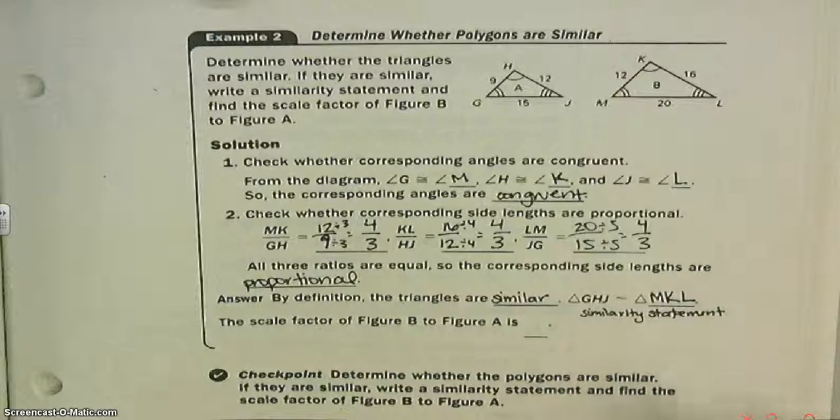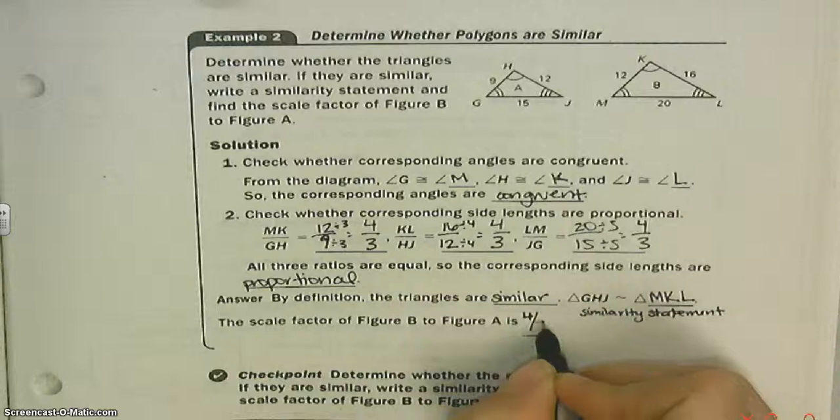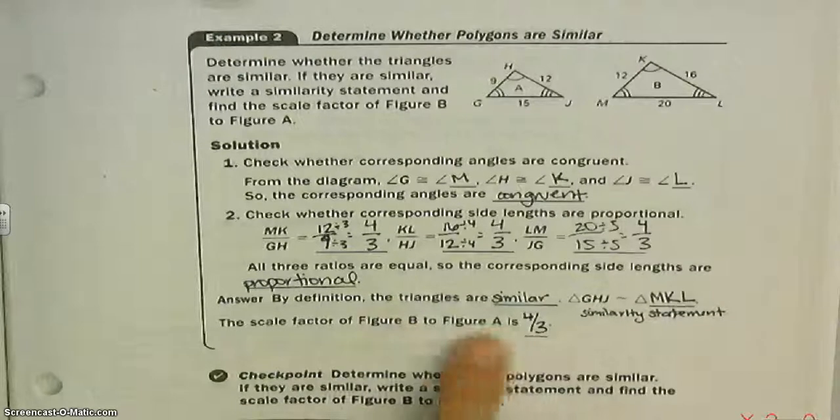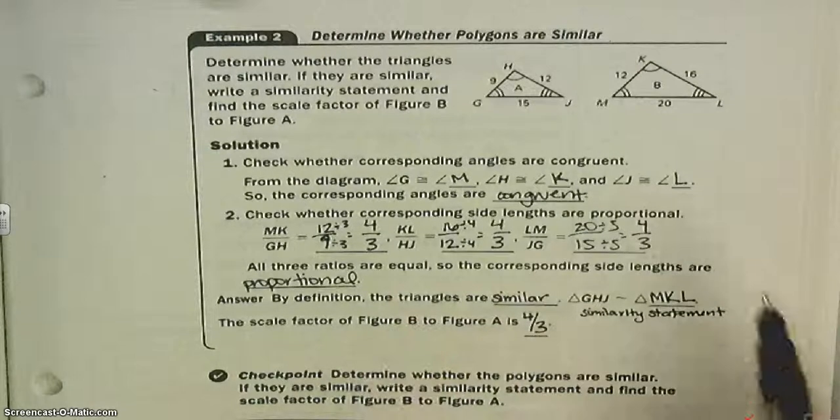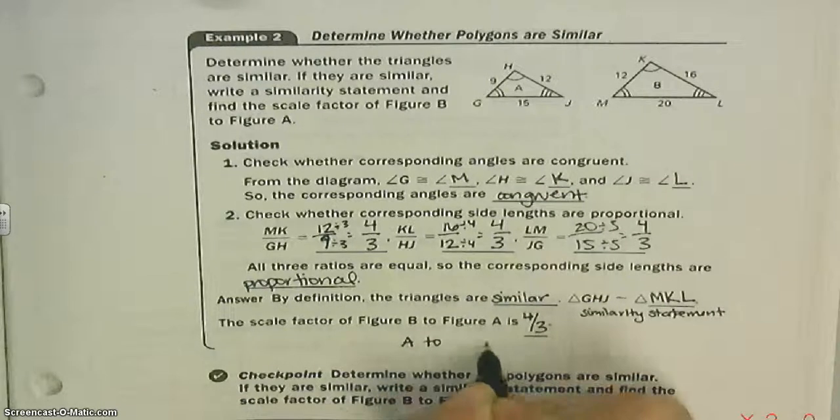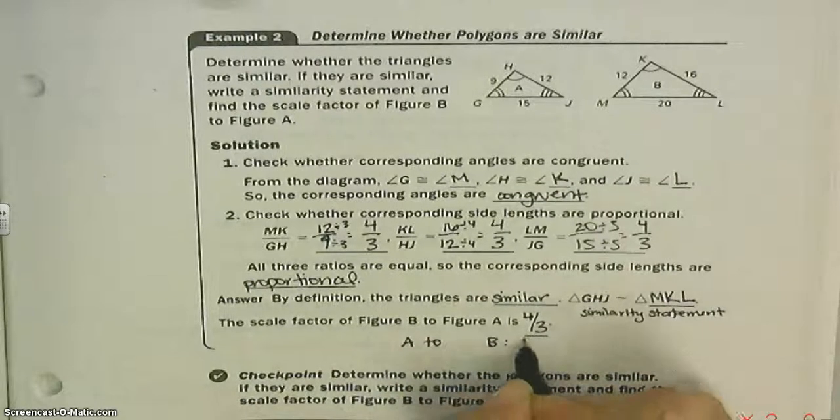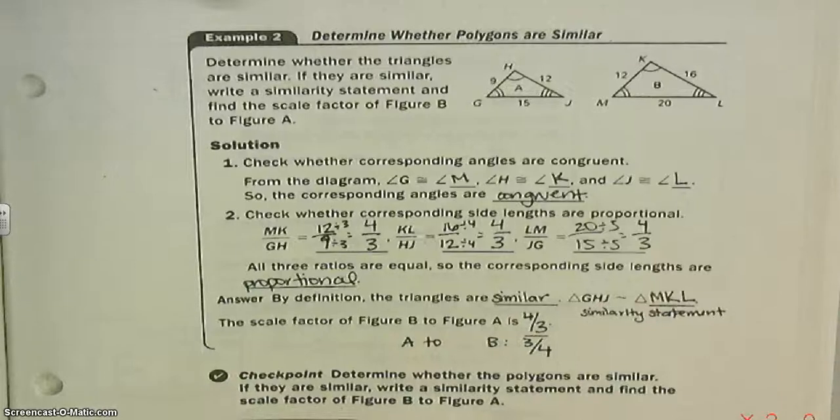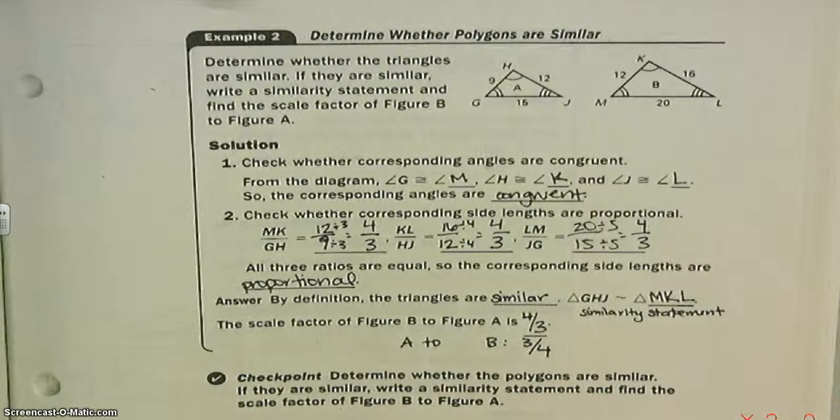And the scale factor is the ratio of the sides. That ratio that we got every single time was 4/3. Notice it's B to A. B is on top, A is on bottom. That's what we did. If they wanted A to B, then the answer would be 3/4. So just make sure you look at what they want.